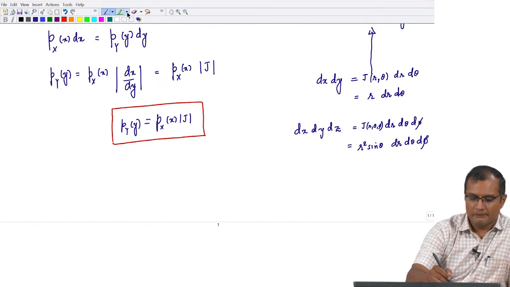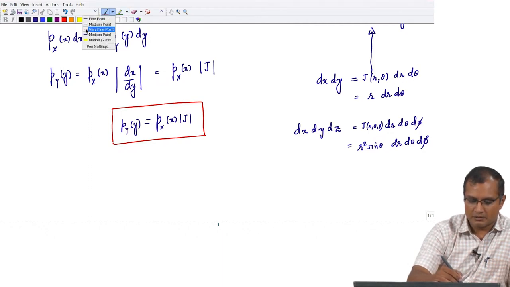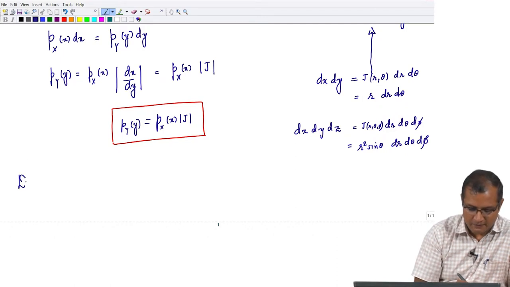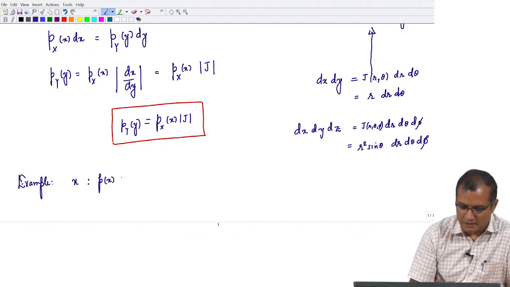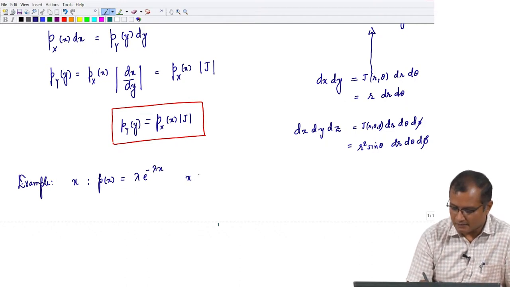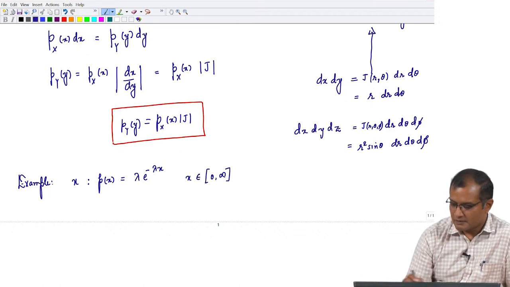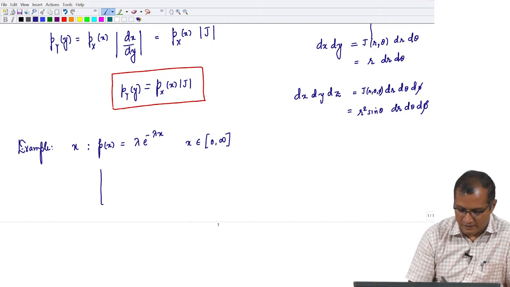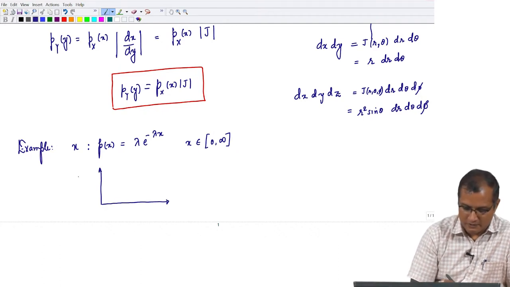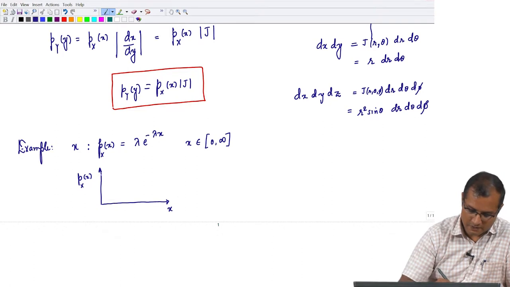So, we can take one simple example to illustrate the point. Take this example of a random variable x, which is distributed as lambda e raised to minus lambda x, and our random variable x is defined in the domain 0 to infinity. So, basically my PDF looks like this. If this is my x distribution, then it simply decays exponentially with this value becoming lambda.